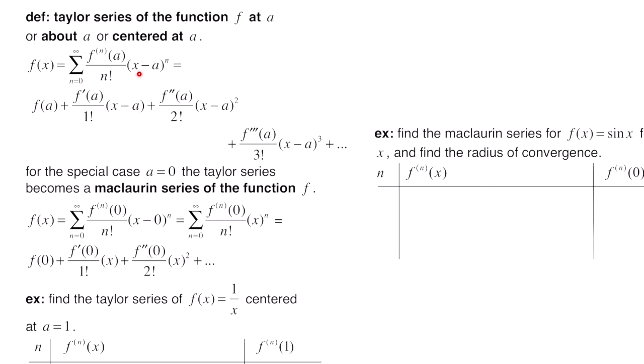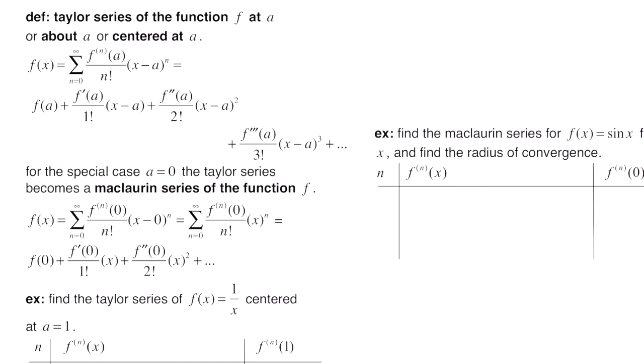When you plug in 2 for n, you get f double prime of a over 2 factorial times the quantity x minus a squared. And then you just follow that pattern for n equals 3, and then n equals 4, and so on. This is the formula for the Taylor series of f at a, or we also call it centered at a or about a.